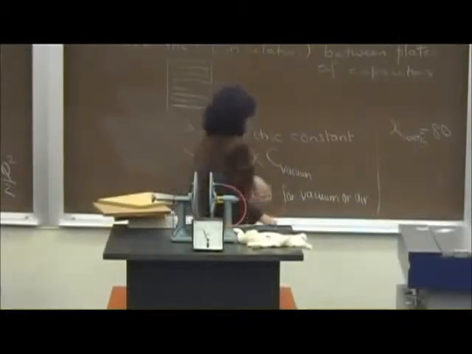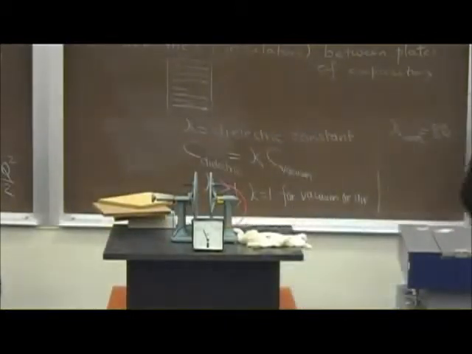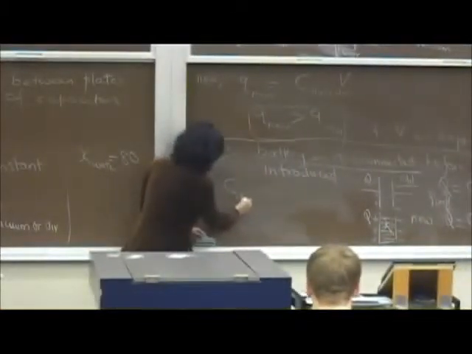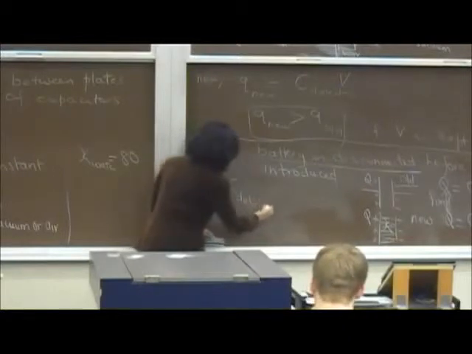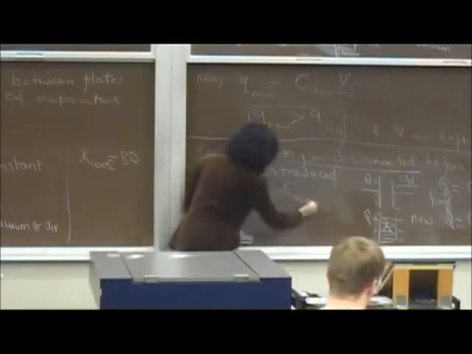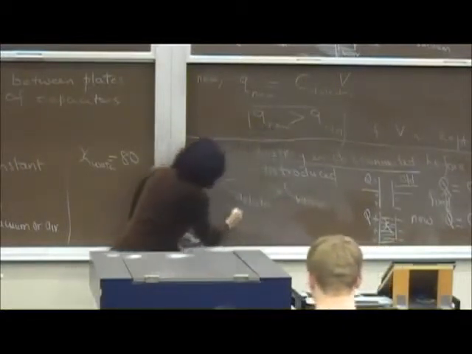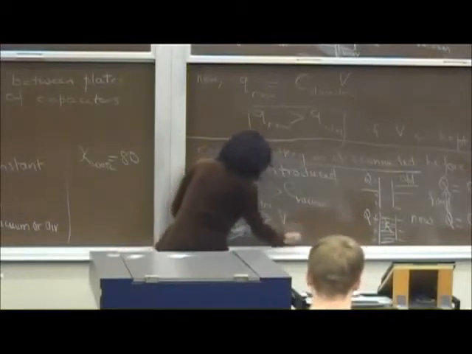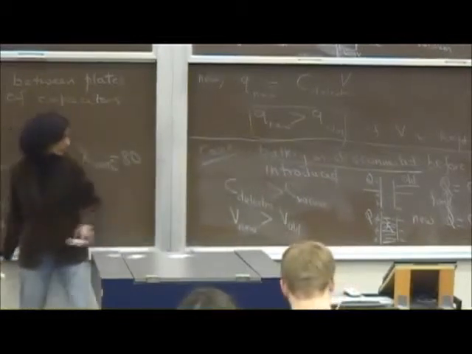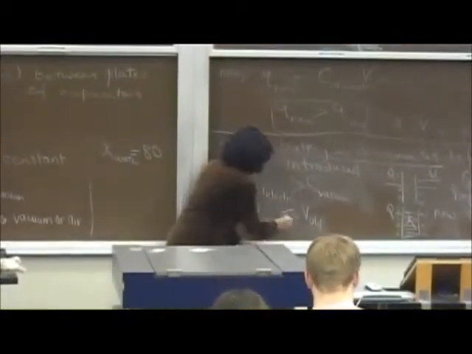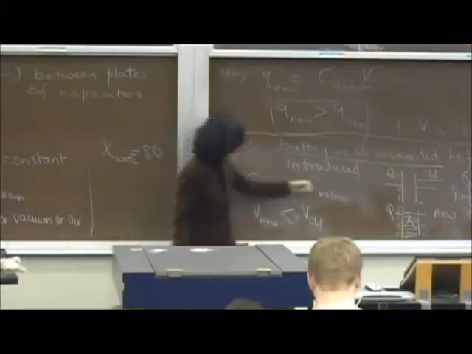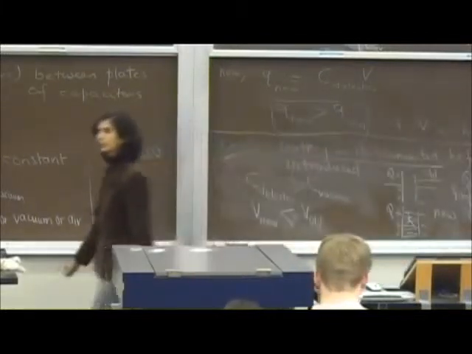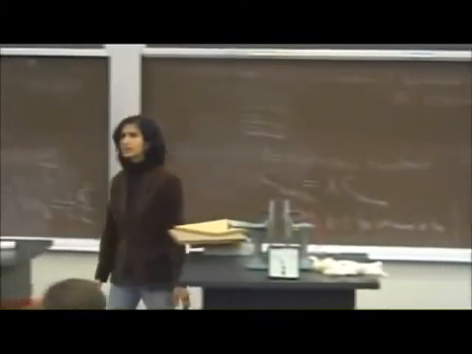So basically the idea is that C dielectric is greater than C vacuum, and that means V dielectric, or V new, should be less than V old, V vacuum. Sorry, the other way around, such that the product of the two stays constant. Anybody has any questions about this?